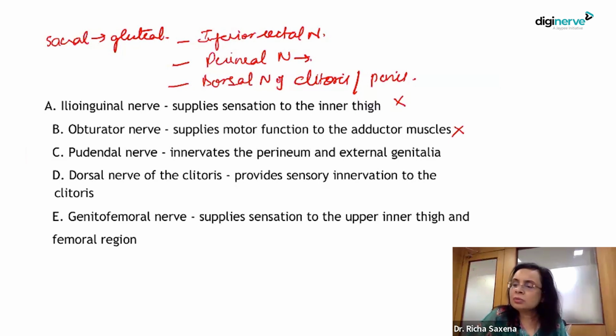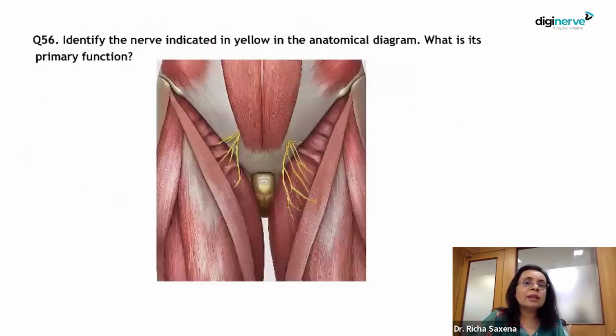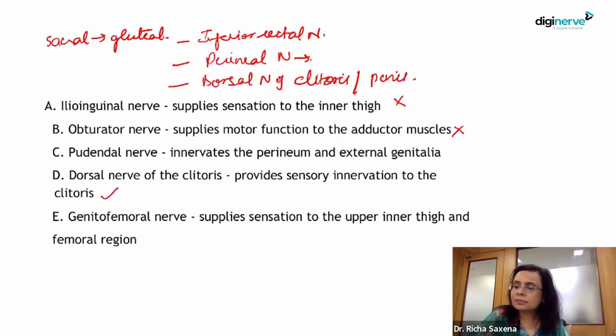So this is obviously not the pudendal nerve. Most likely it is the dorsal nerve of the clitoris because they typically highlight the clitoris and the nerve which is supplying the clitoris is what they are trying to show. The genitofemoral nerve supplies sensation to the upper inner thigh and femoral region. The genitofemoral nerve will lie below the inguinal ligament and not above or through it. So most likely it is the dorsal nerve of the clitoris.